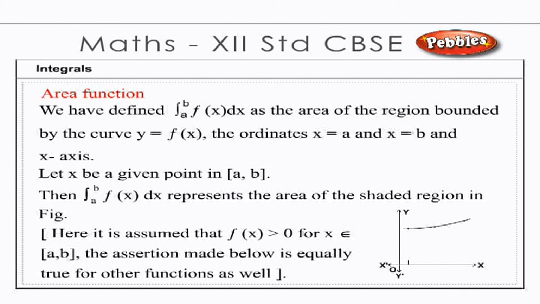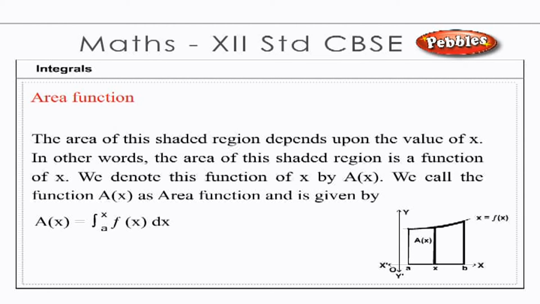Area function. We have defined integral a to b f of x dx as the area of the region bounded by the curve y is equal to f of x, the coordinates x is equal to a and x is equal to b, and the x-axis. Let x be a given point in [a, b]. Then integral a to x f of x dx represents the area of the shaded region in the figure. The area of this shaded region depends upon the value of x. In other words, the area of this shaded region is a function of x. We denote this function of x by A of x. We call the function A of x the area function, and it is given by A of x is equal to integral a to x f of x dx.